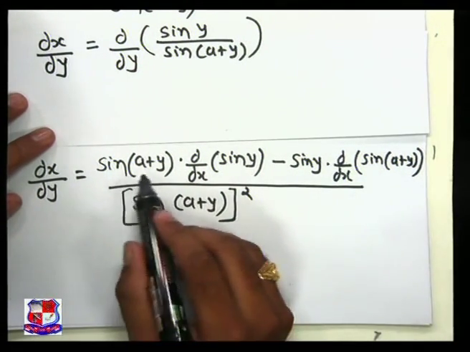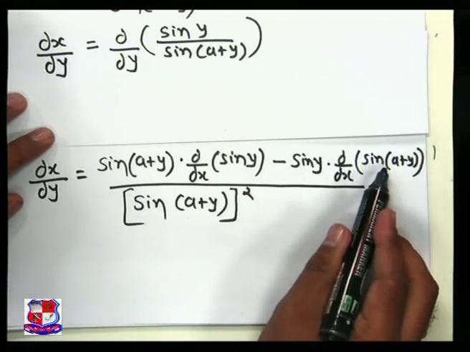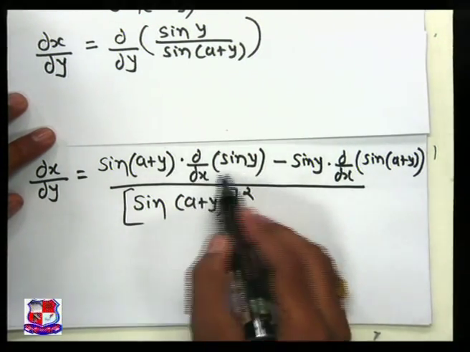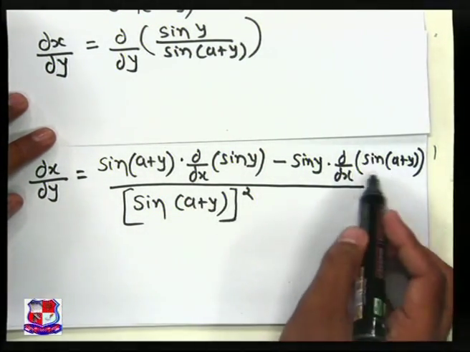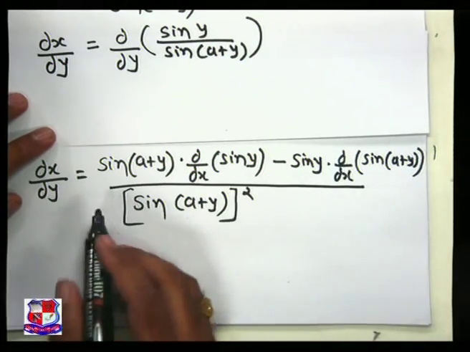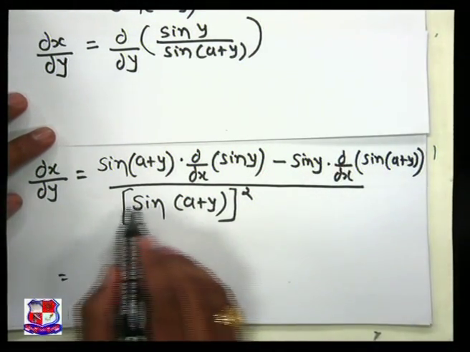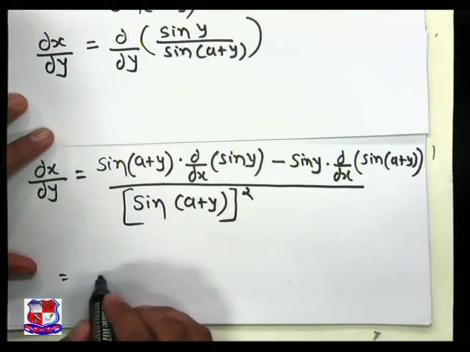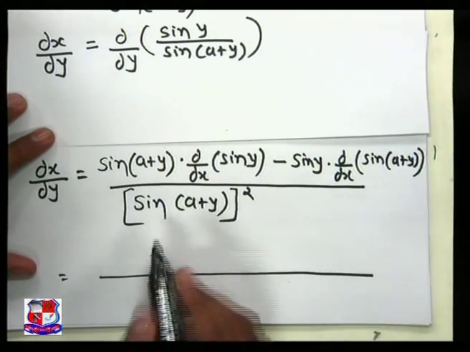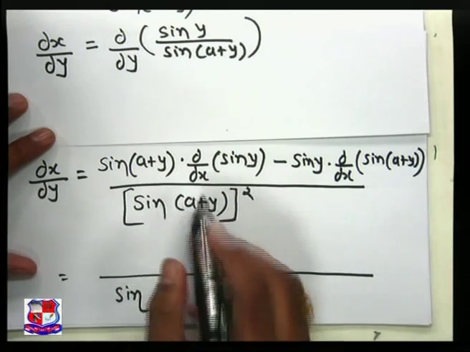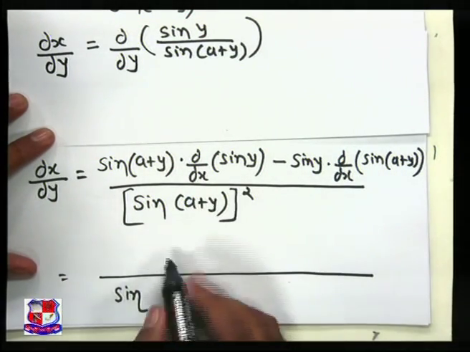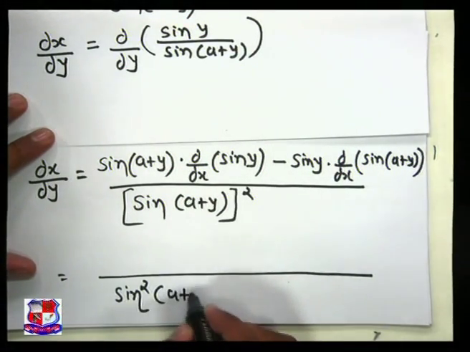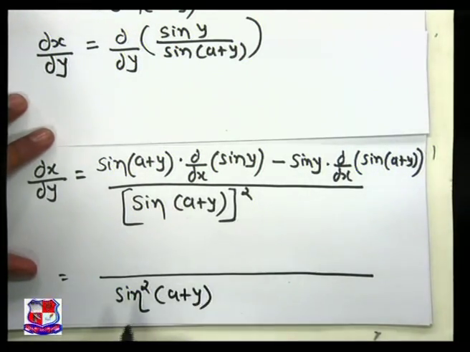Now our next step is to simplify the numerator term, because here we need to find the differentiation and again here we need to find the differentiation. So our next step is to put the denominator term as it is, divided by sin a plus y whole square, we can also write sin square a plus y, both meanings are the same.